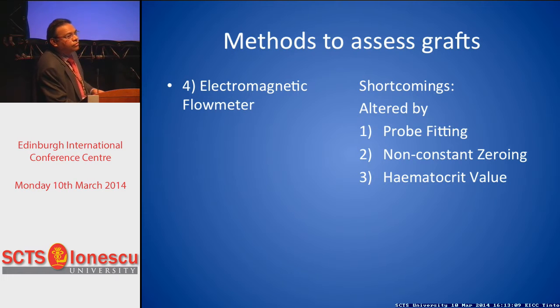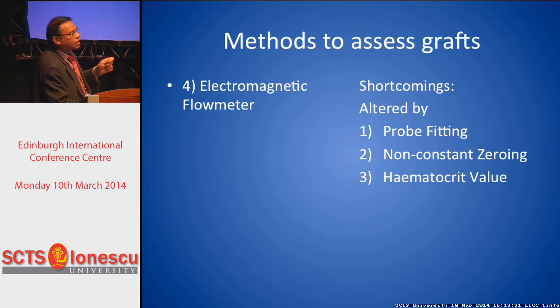Okay, electromagnetic flow meters also can be used to assess flow. These flow meters are used very commonly in industry, and they give accurate values. They're used in water pump stations and in the retail petrol stations where we fill up our cars. And in the laboratory, they give very accurate results. However, in the clinical setting, they are not as accurate.